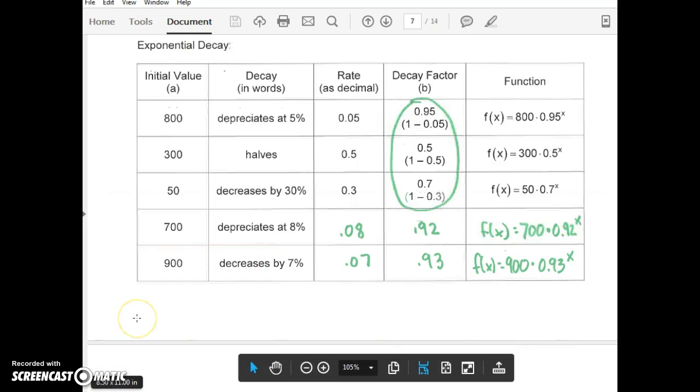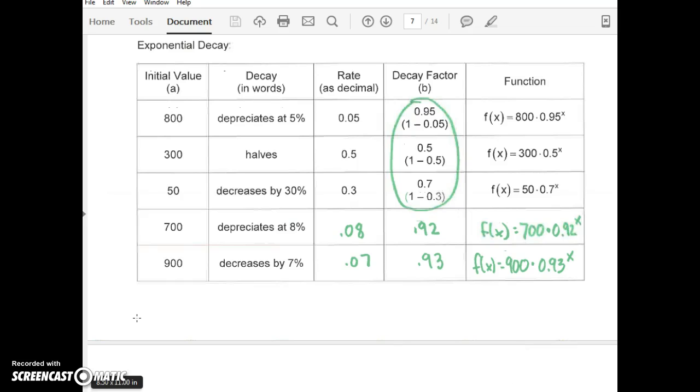Now, in the subsequent activities, in Activity 5 and Activity 6, we're actually going to take that information, those growth factors, the exponential decay factors, and we're going to create functions from a situation and then use those to solve.